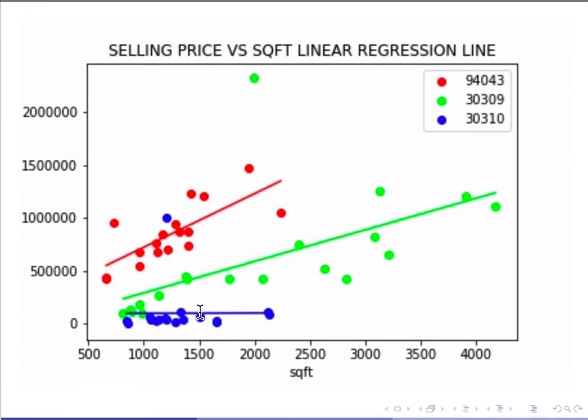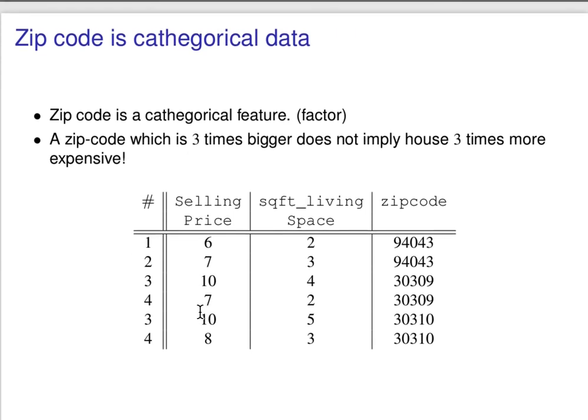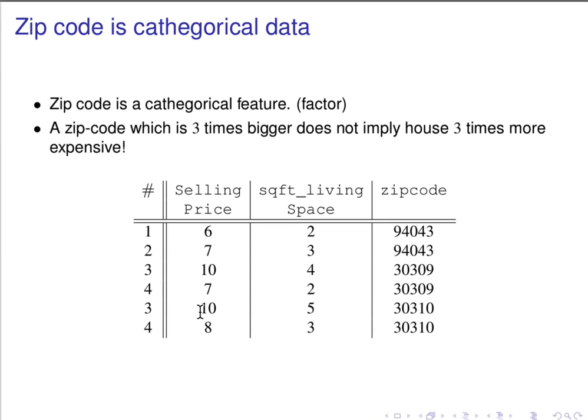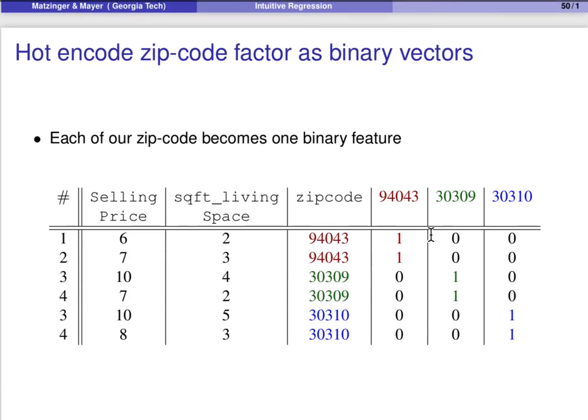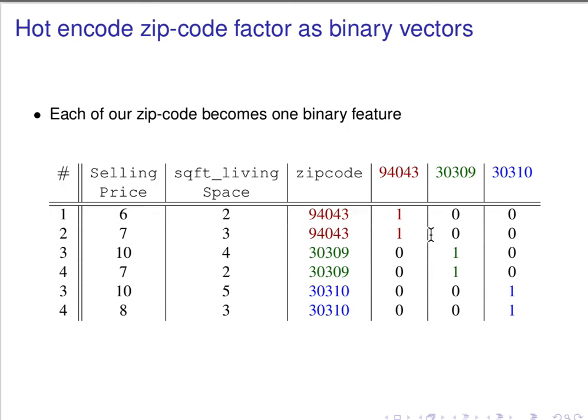So the formal way to do this is we treat the zip code as categorical data. So that means first you have to notice that here I have a zip code 9,000 something and 3,000. So it's not because the zip code is 9,000 that the price of the house is 3 times more. So this is categorical. So we encode it in a binary way.